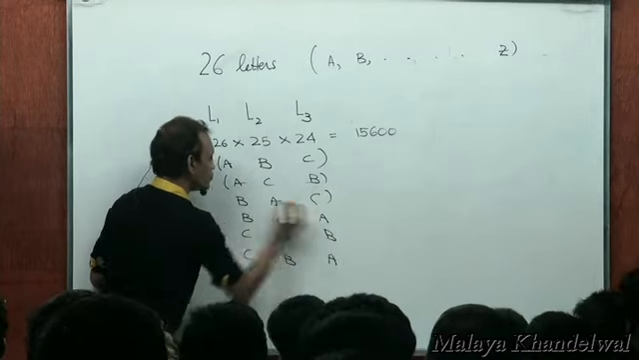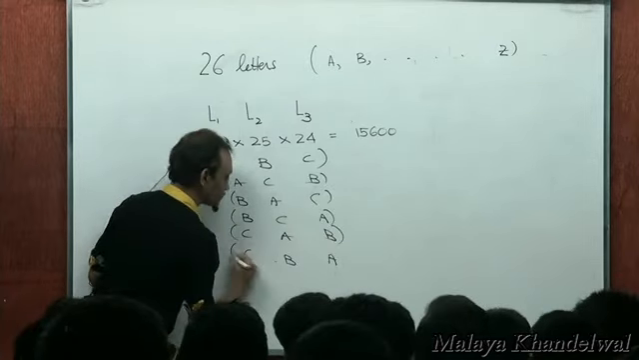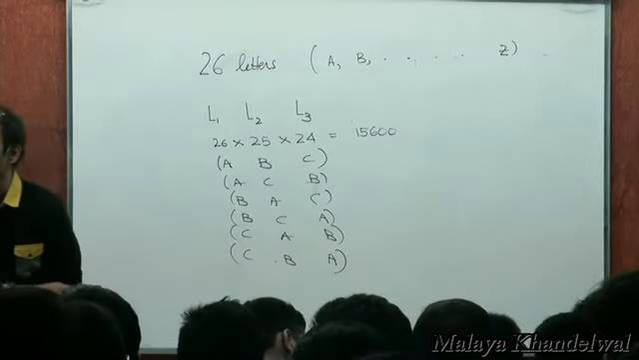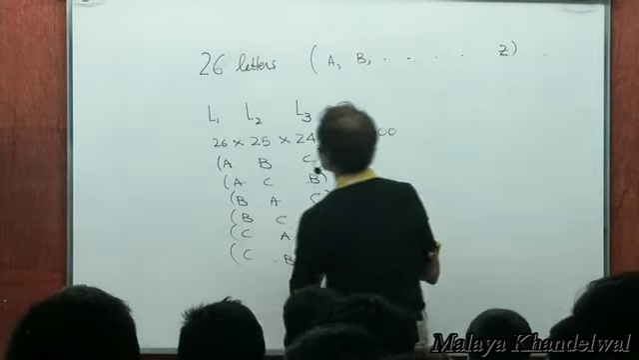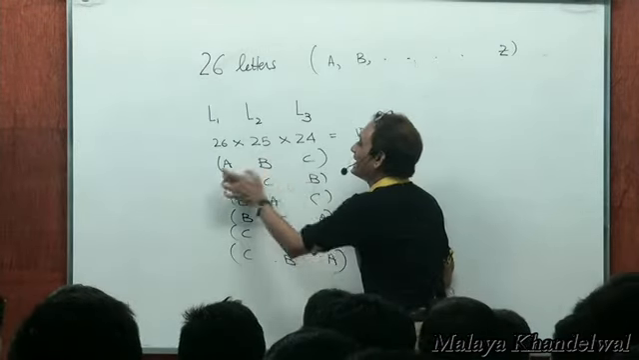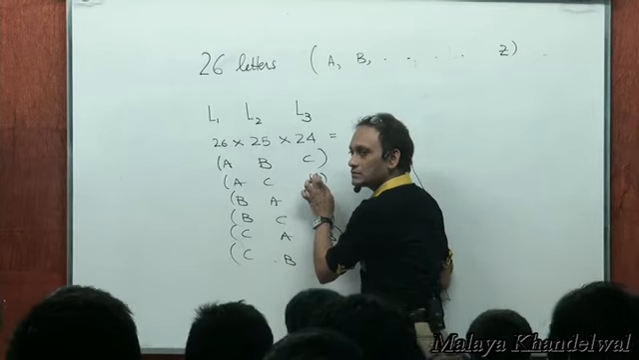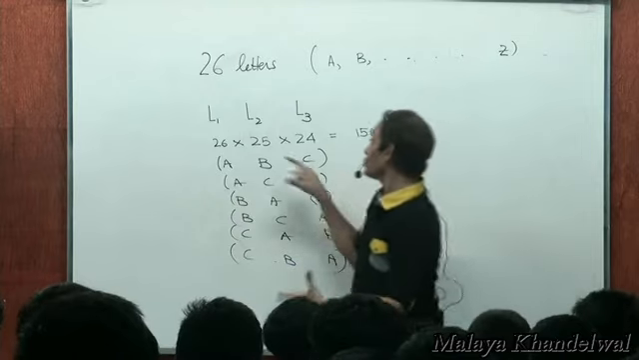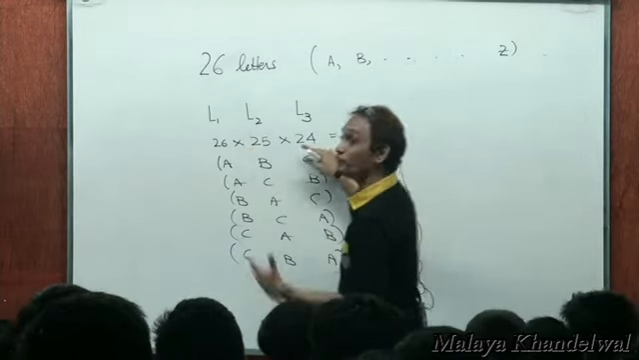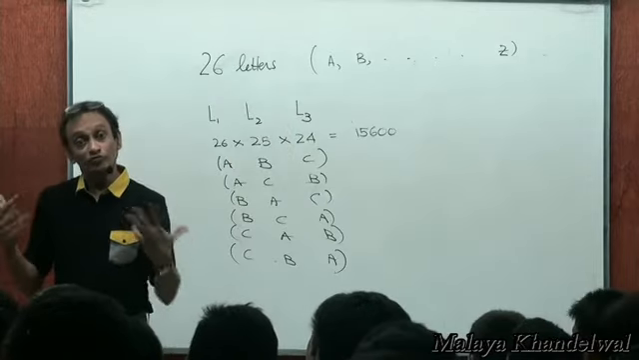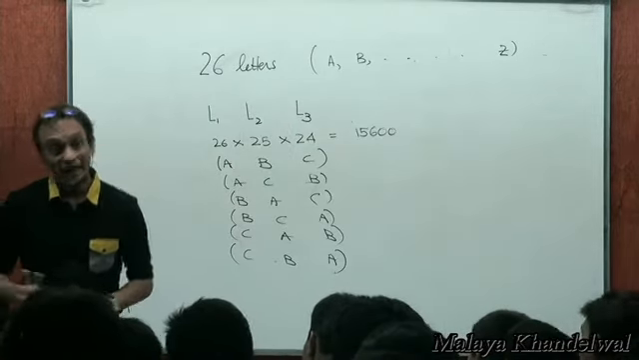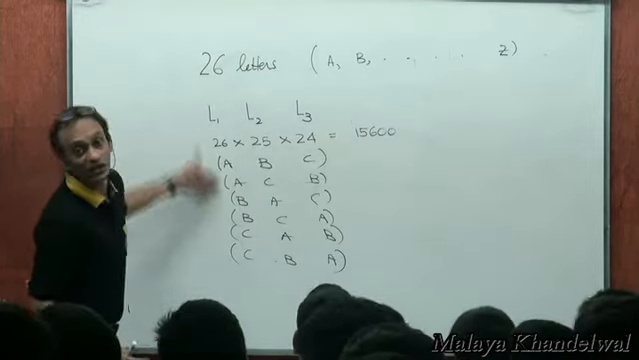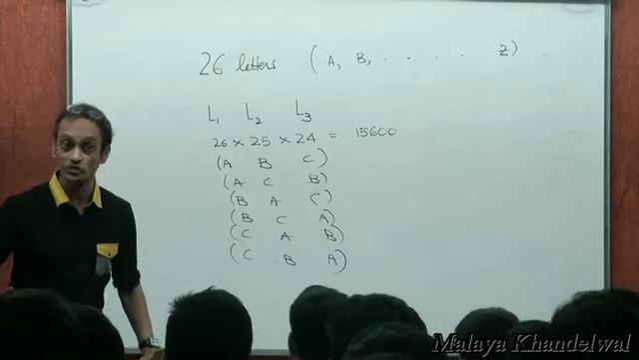So what did it boil down to? You could have looked at it differently. It boiled down to the following. It could have been about selecting 3 letters and arranging them in 6 ways. This is what the whole event was. This 26 into 25 into 24 was about first selecting 3 letters, any 3 letters from 26 available, and then arranging them in all possible ways. Yes or no?